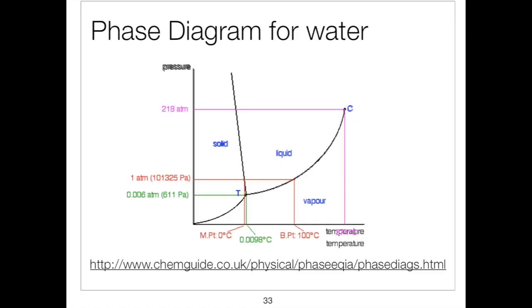So now we're looking at a labeled phase diagram for water. And as you can see, at 1 atmosphere of pressure, 101,000 pascals, which is standard atmospheric pressure, the temperature at which water goes from solid to liquid is, well, 0 degrees, as you can see labeled in red. And the temperature at which it goes from liquid to vapor is 100 degrees Celsius. So we've got at 1 atmosphere of pressure, 0 and 100.